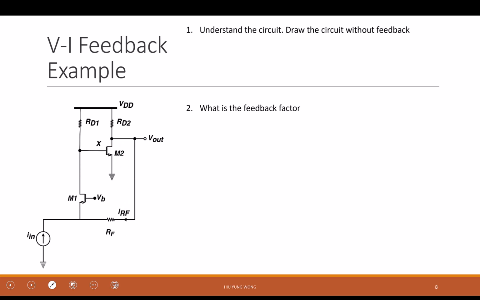You can start from something very simple: what is the input, what is the output, what transistors we have, and then whatever. Keep brainstorming. Any suggestions? It's 2-stage. Okay, very good. 2-stage, and you see there's a feedback, and it's a shunt feedback.